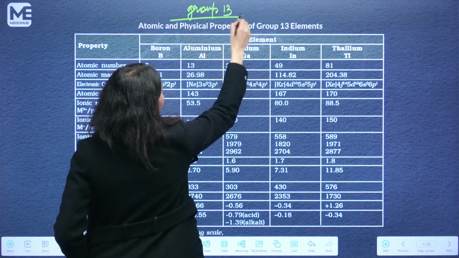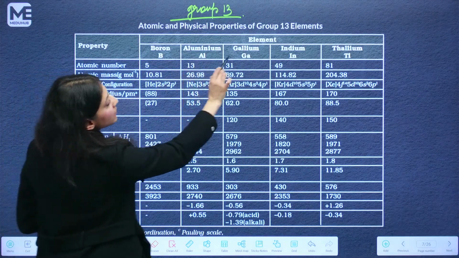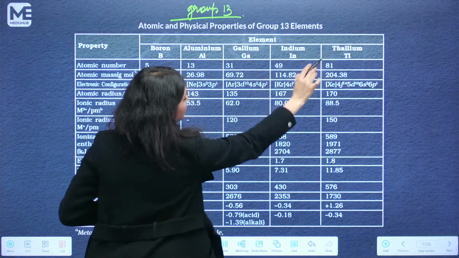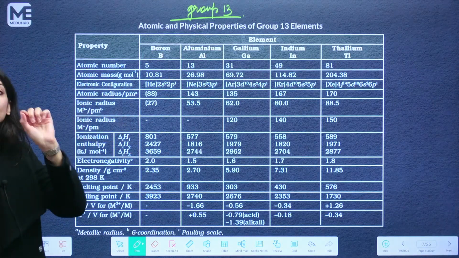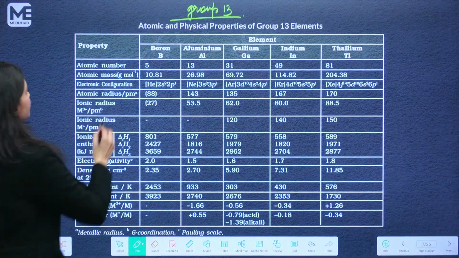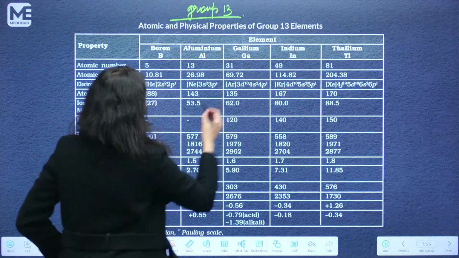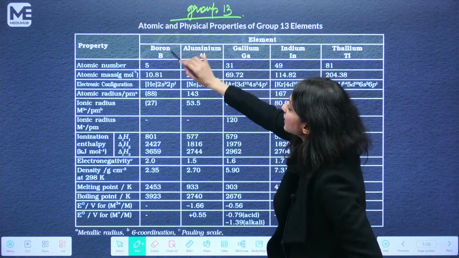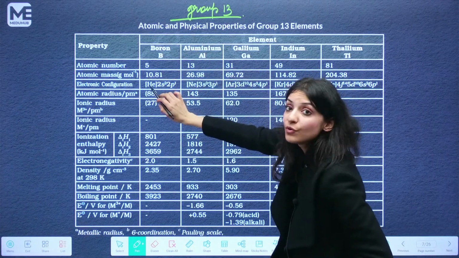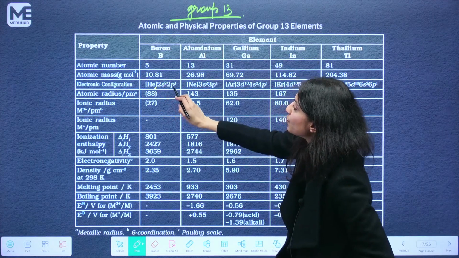Group 13 elements are boron, aluminium, gallium, indium and thallium. So this table is from your NCERT. We will be discussing a few salient features of this table. Atomic numbers are 5, 13, 31, 49, 81, and these are the electronic configurations. So now you will see that for boron we have a full inner core of helium followed by 2s2 2p1.